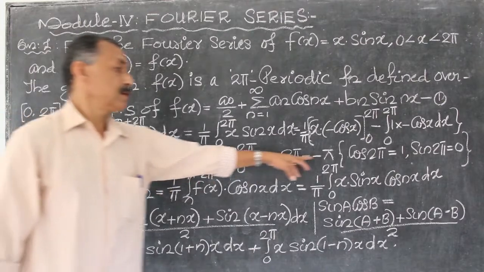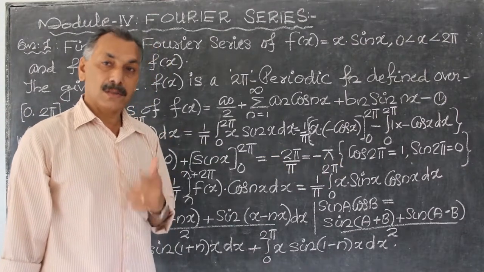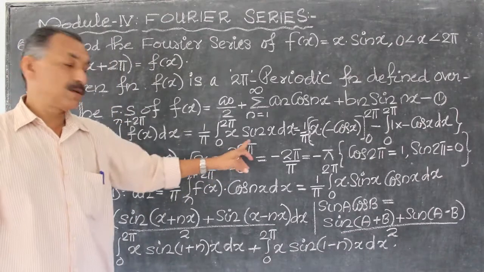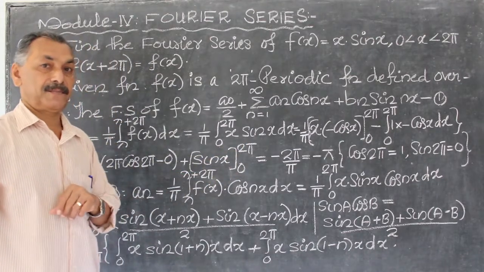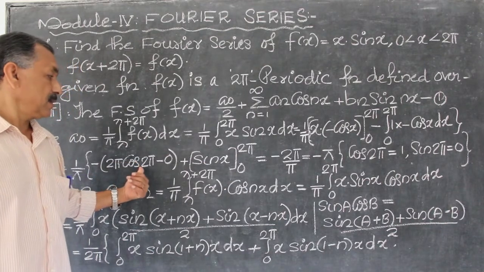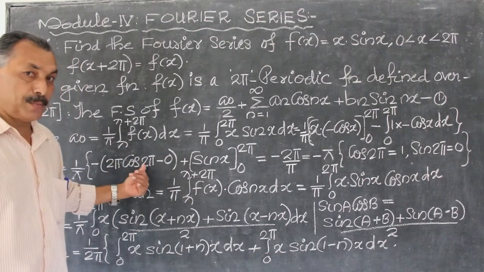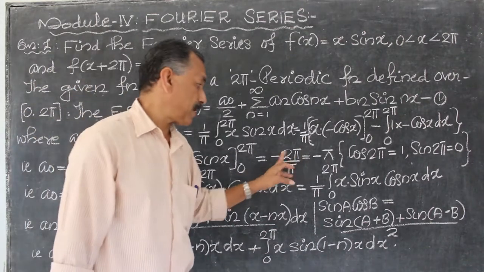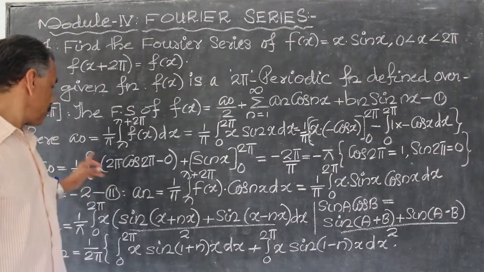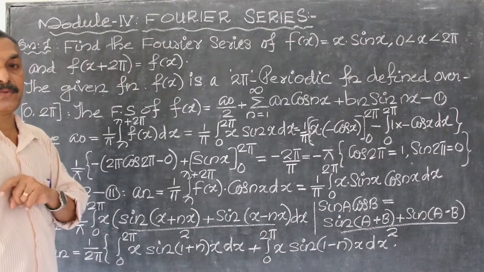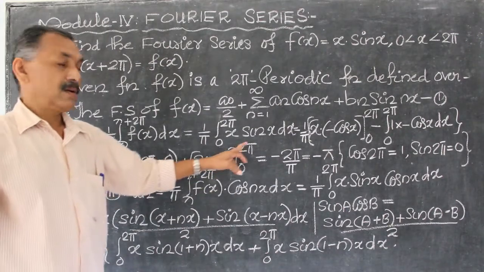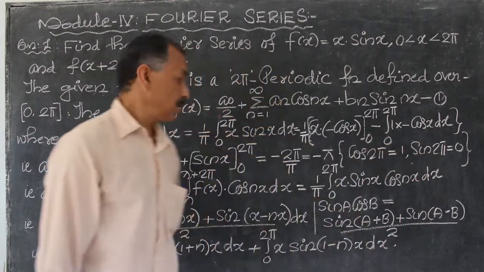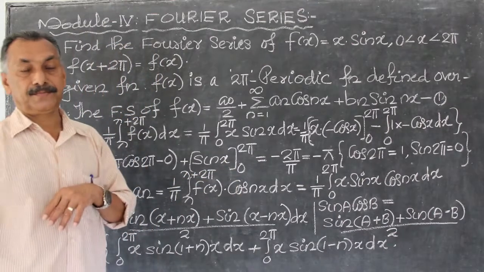What is cos 2 pi? Cos 2 pi is equal to cos 0, which is 1. Then sin 2 pi is equal to 0, and sin 0 is also 0. Then for the upper limit, 2 pi into cos 2 pi is equal to 1, then minus 2 pi divided by pi. Cos 2 pi is equal to 1, sin 2 pi is equal to 0, and sin 0 is equal to 0.